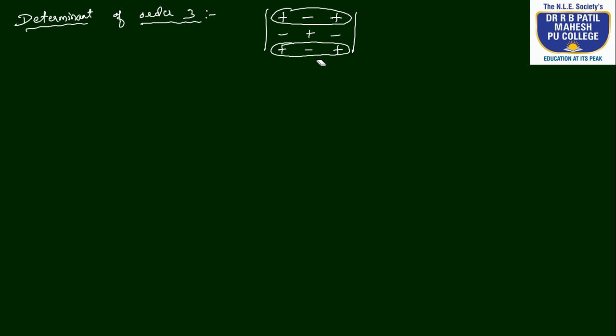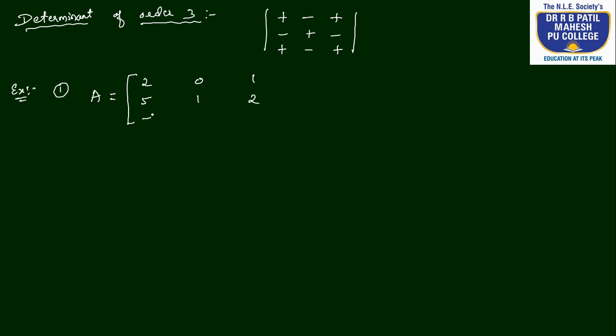So let me take one example, how to find the determinant of the matrix 3 cross 3. Suppose A equals matrix 2, 0, 1, 5, 1, 2, minus 1, 3, minus 1. Randomly I am taking the numbers here. Okay. Determinant of A is equal to, first write the notation. Students, this is very, very important. If you understand how to find the determinant, then the whole chapter is simple for you. So as it is, I have written the elements.